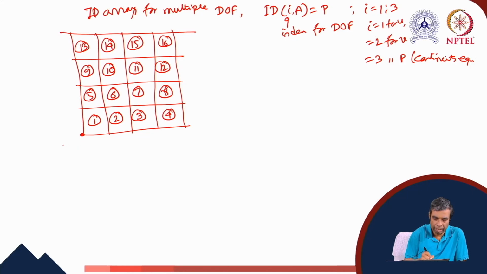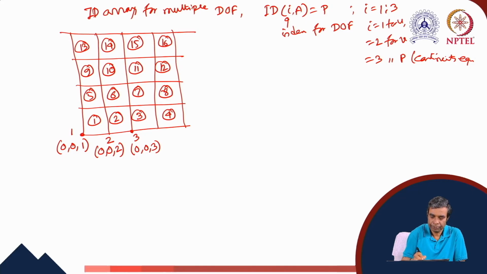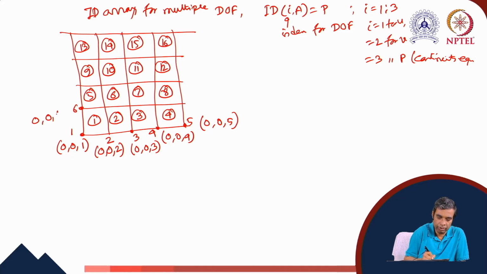So the equation number indexing is 0, 0, 1. At the first local node, our equation number indexing is 0, 0, 1. These are the global equation numbers. For the second node, this index will be 0, 0, 2. For the third node, we don't know the pressure, 0, 0, 3. For the fourth global node, it is 0, 0, 4. For the fifth global node, it is 0, 0, 5. For the sixth global node, it is 0, 0, 6.